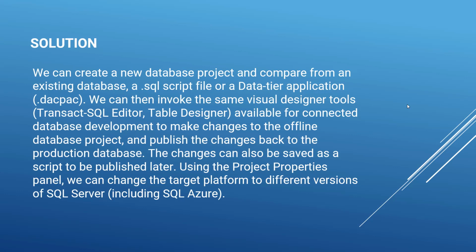We can then invoke the same Visual Designer tools available for connected database development to make changes to the offline database project and publish the changes back to the production database. The changes can also be saved as a script to be published later. Using the project properties panel, we can change the target platform to different versions of SQL Server like SQL Azure. So let's start this.